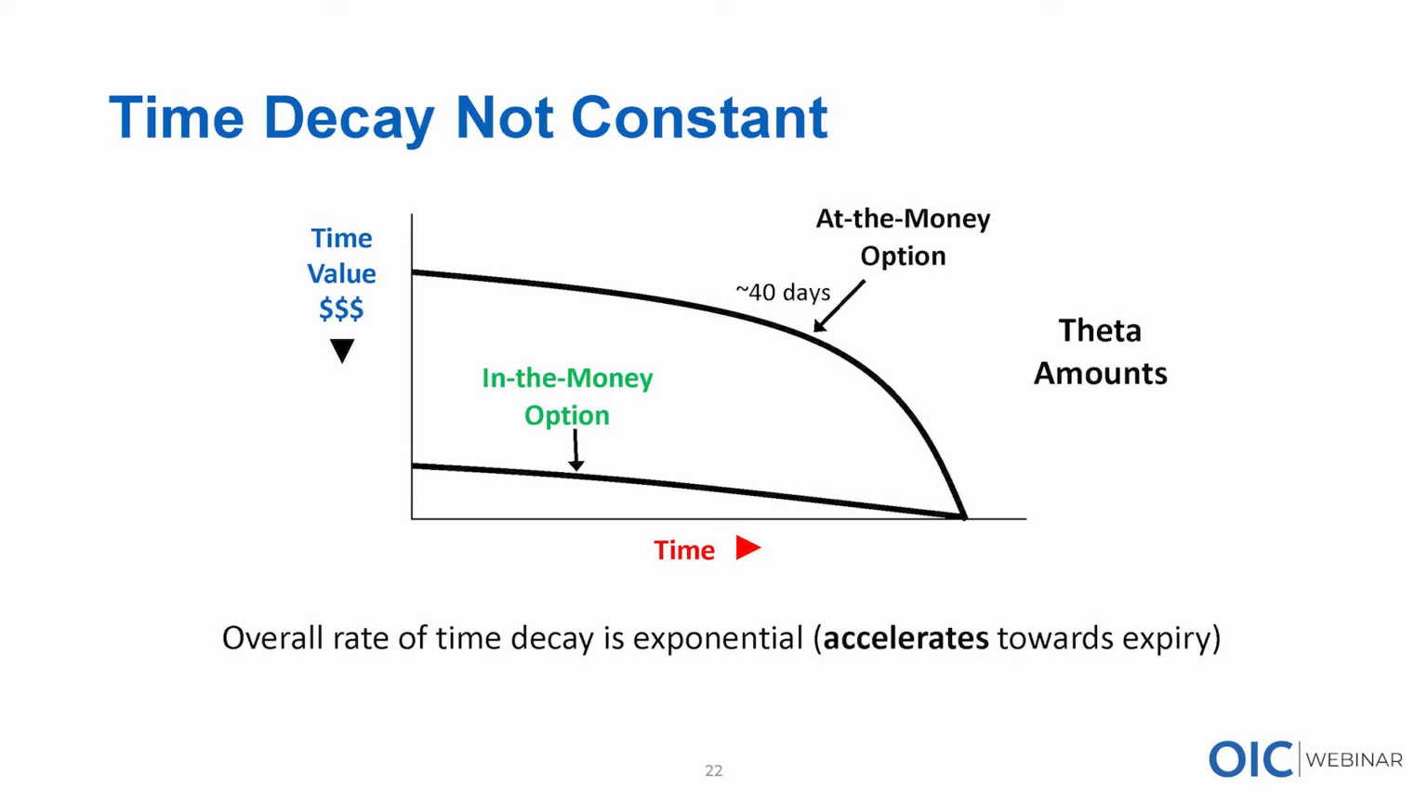Now, the in-the-money options decay in a more linear fashion. That is because they are comprised of mostly intrinsic value rather than extrinsic value or time premium. So those options don't decay as much. Remember, the theta is going to be greater for the at-the-money contract because those options are comprised of all time premium, where the in-the-money options have mostly intrinsic value and very little time premium.